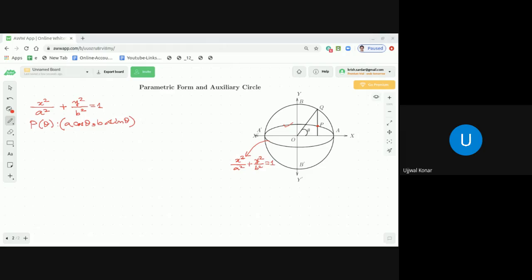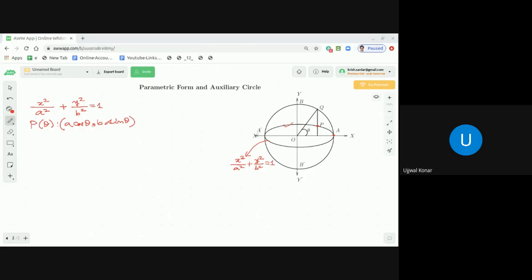If you look into it, theta varies from 0 to 2 pi. If we take the point at A, then theta is 0. Then after that we vary the point, and we get different values of theta.